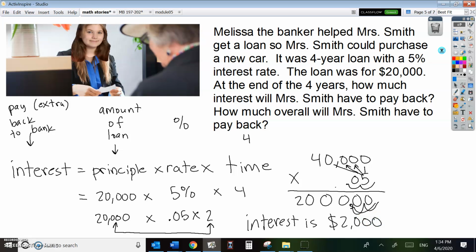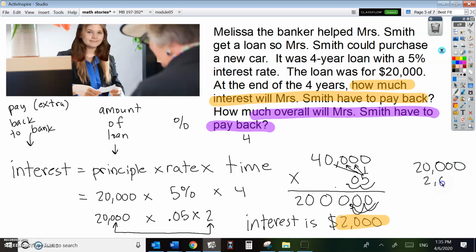Okay, so the question up here is how much interest will Mrs. Smith have to pay back? She'll have to pay back $2,000 of interest. How much overall will she have to pay back? We know she has to pay back the principal, or the $20,000, plus she has to pay back the $2,000 of loan interest. So altogether she has to pay back $22,000.